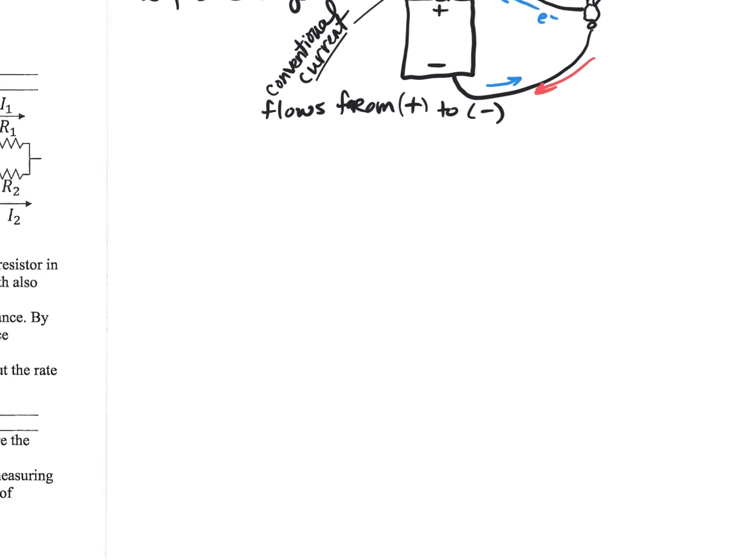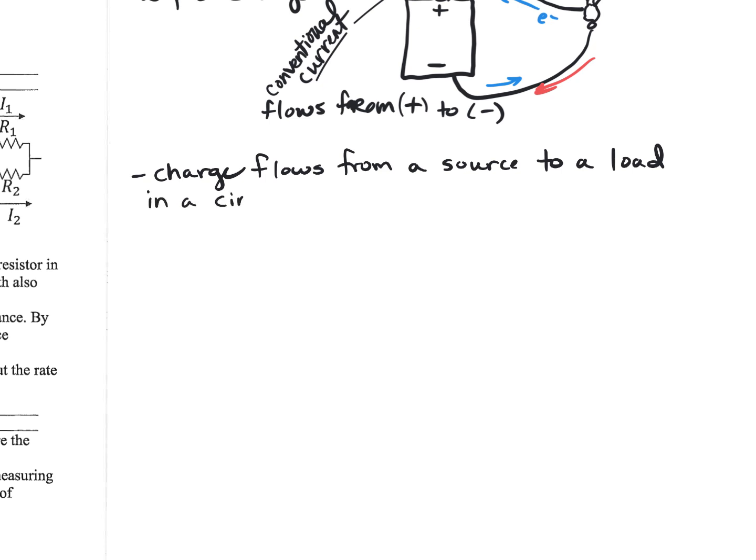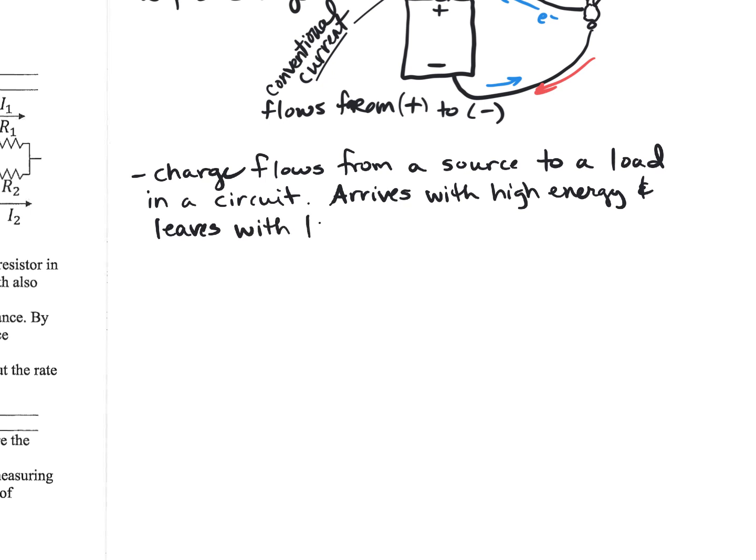So charge, the other thing I want you to know is this. We know charge flows from what? From a source to a load, right? All right. And what we call a circuit. Okay? It arrives at the load with high energy and leaves it with lower energy. Okay? Why? So the energy was used. Yeah. Exactly. It leaves it with lower energy.